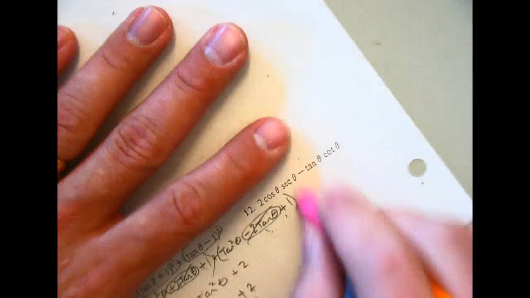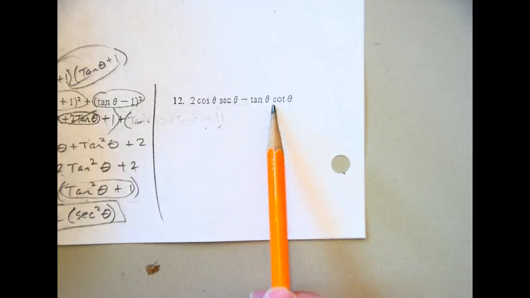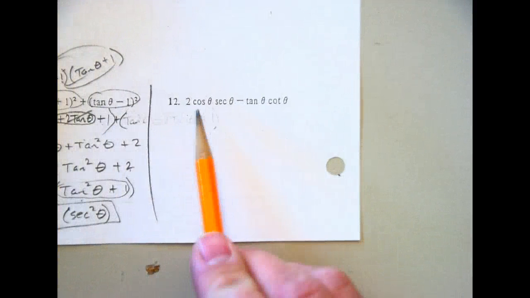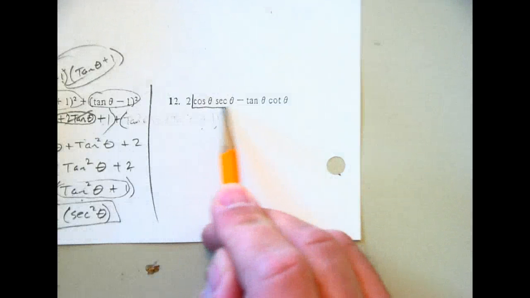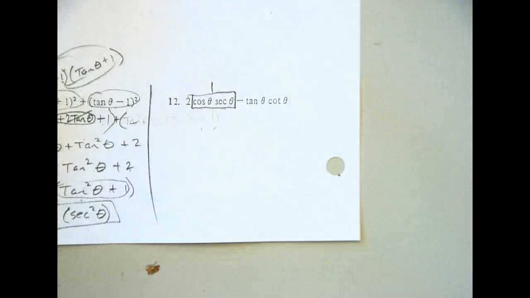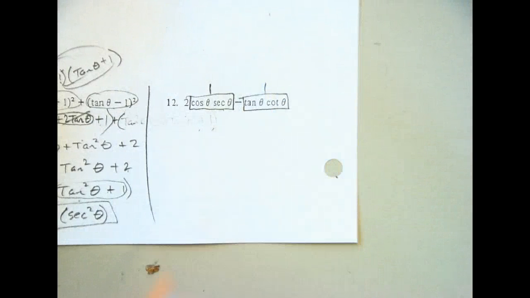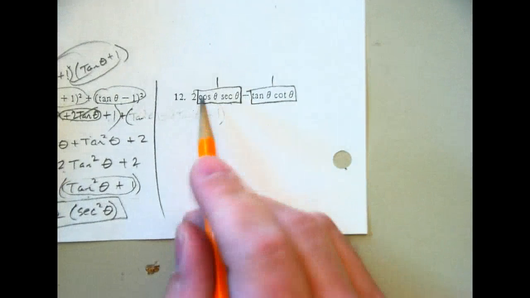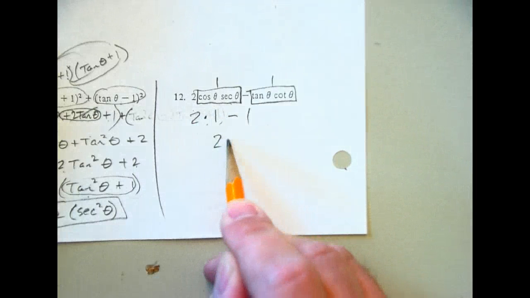All right, so let's look at 12. Let me erase part of 11 so I have room here. On number 12, looking at it, 2 cos, secant, tan, cotangent. So I look at it and go, well, cosine and secant, will anything cancel there? Yeah, those are reciprocals. That's a 1. Cotangent, tangent, those are reciprocals. That's a 1. And it just takes time seeing those. So we get 2 times 1 minus 1, or 2 minus 1, which is 1.